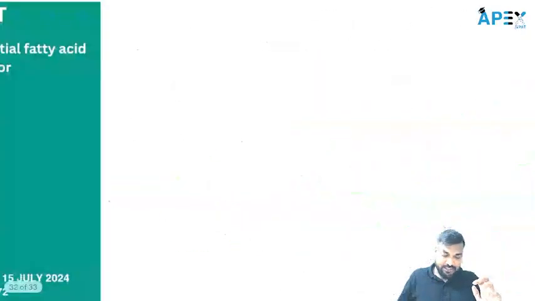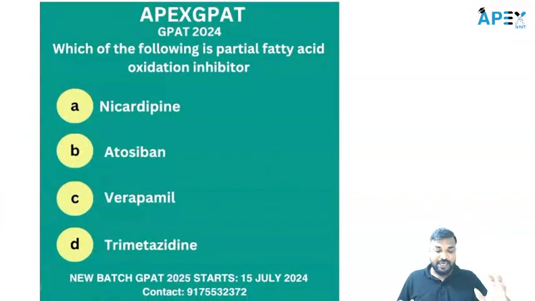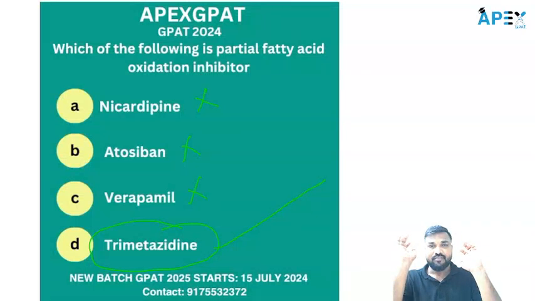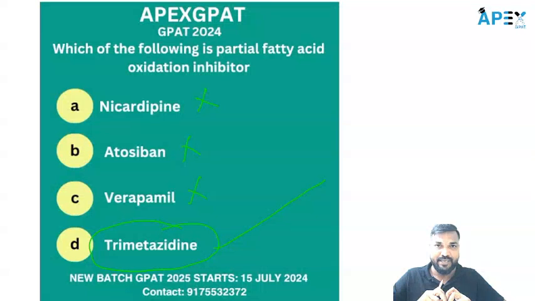Now what is the question asked? Which of the following is a partial fatty acid oxidation inhibitor? So not nicardipine, not diltiazem, not verapamil. The answer is trimetazidine. So trimetazidine inhibits the partial oxidation of fatty acid, so the heart starts utilizing glucose and producing ATP.